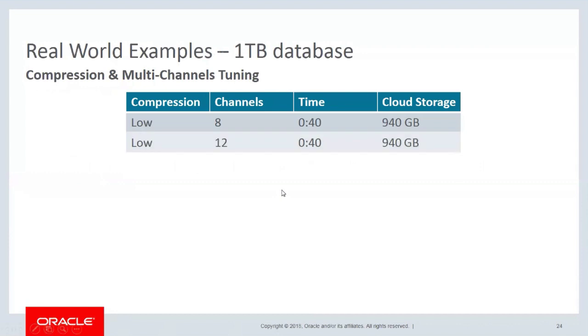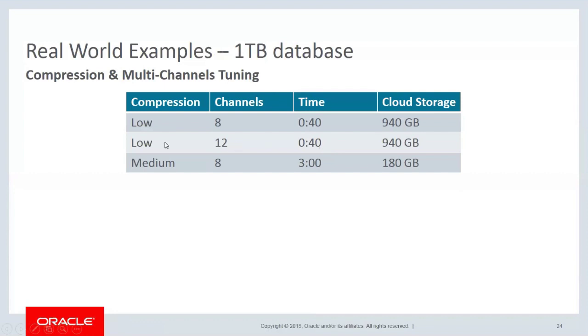And here's an example from a real POC case that we had with a customer. They chose a database of around 1 terabyte in size, and said, okay, let's try a low compression backup with 8 channels and see how long it takes. This took 40 minutes. Then they increased the number of channels, and nothing changed. Then they moved to medium compression, again with 8 channels. See, the time increased, but the size went significantly down. It went up to 3 hours, but the size went down to 180 gigabytes.